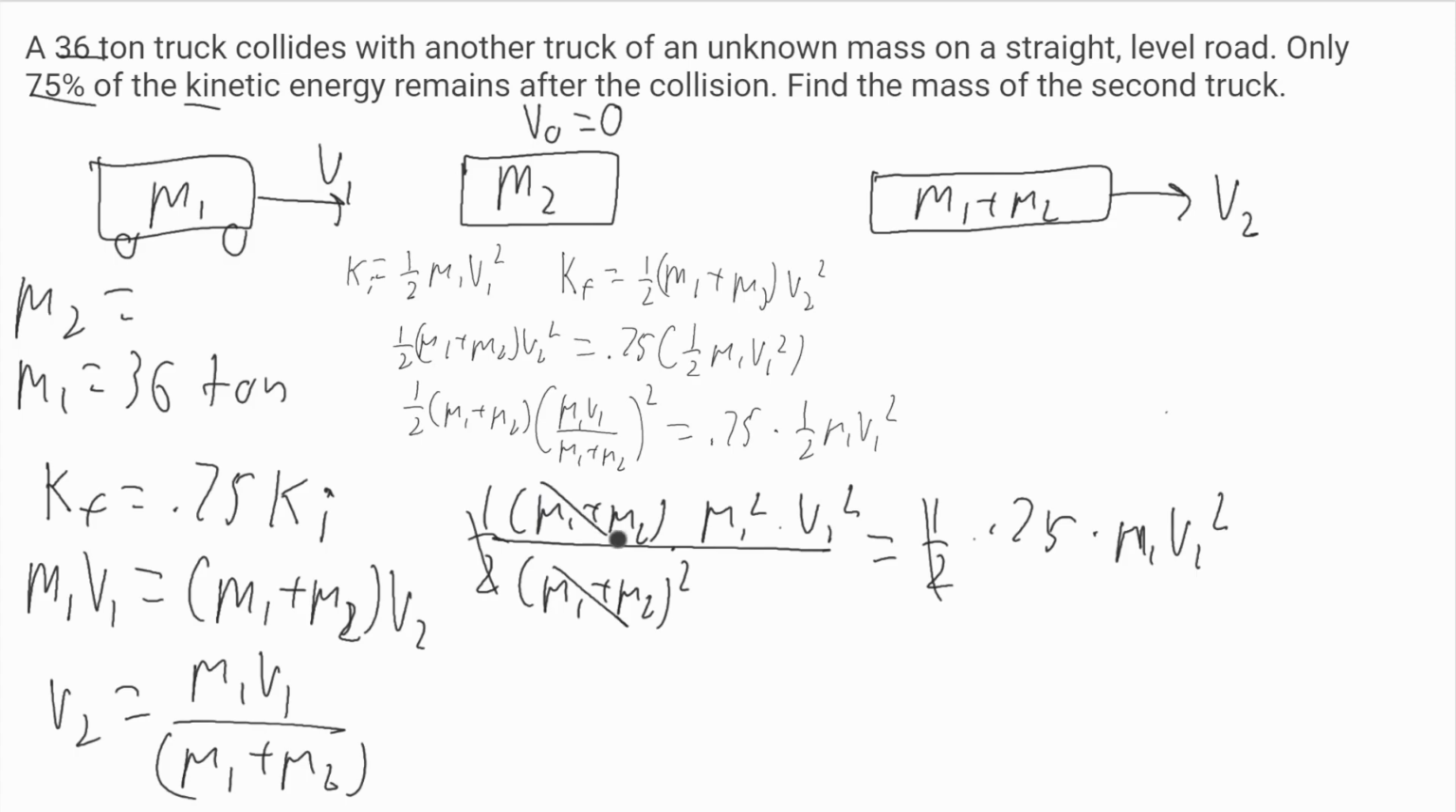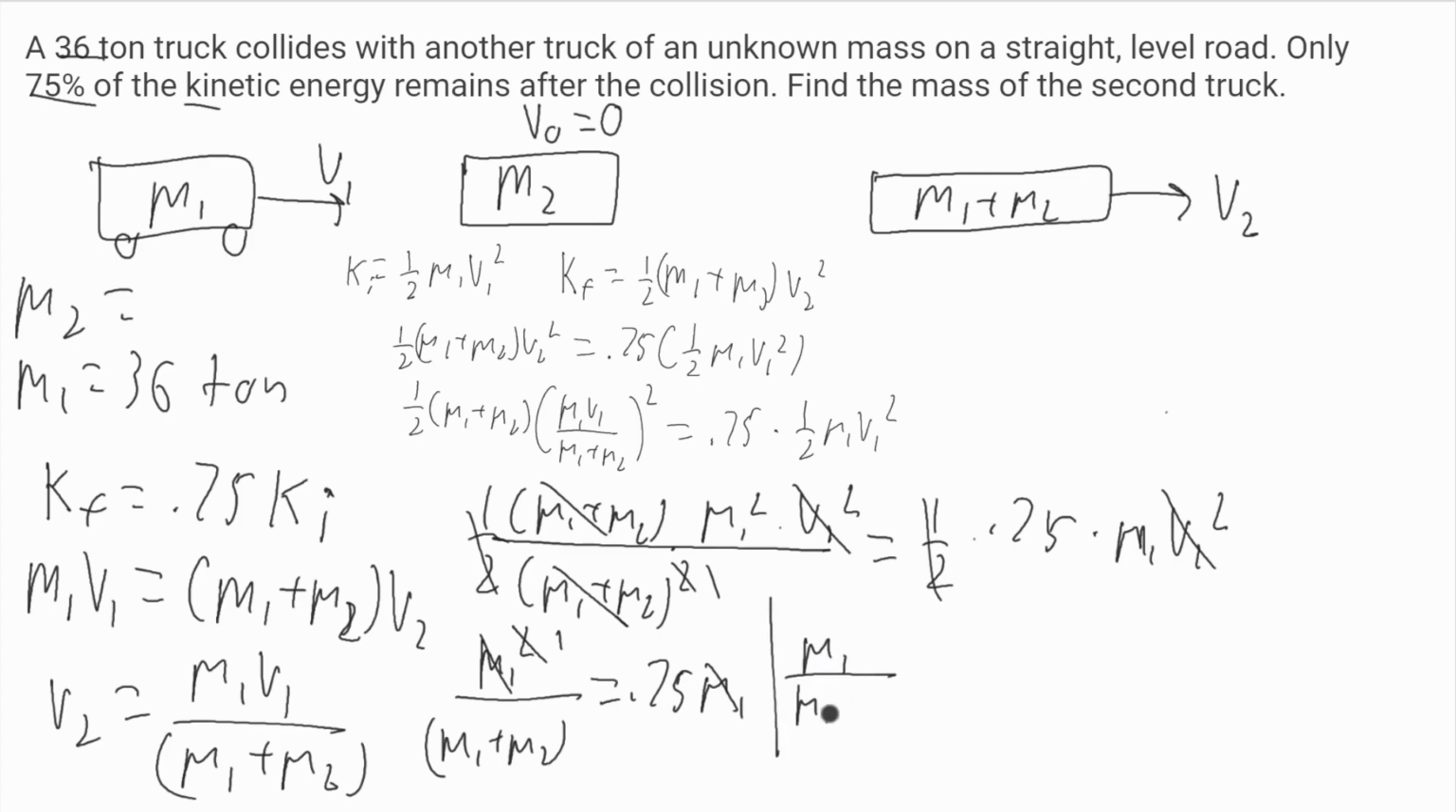One of these terms is going to cancel with that. We'll be left with one term on the bottom. These v1 terms are going to cancel entirely. Now I'll write this as m1 squared over m1 plus m2. This will be equal to 0.75 m1. This m1 will cancel with that one. We'll be left with a single m1 on this side. We'll get m1 over m1 plus m2 is equal to 0.75.